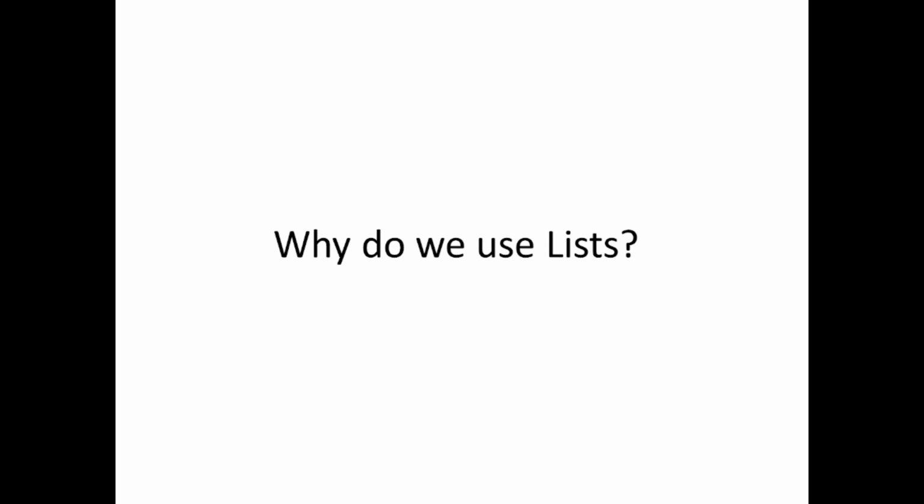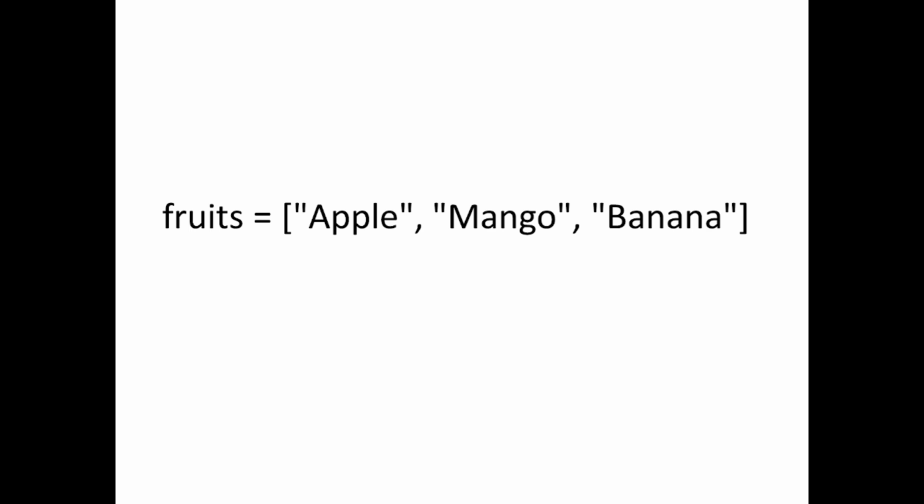Let's understand the syntax of list. The syntax is very simple. Lists are written inside square brackets, just like this. Here, fruits is a variable name and all the values are separated using commas.